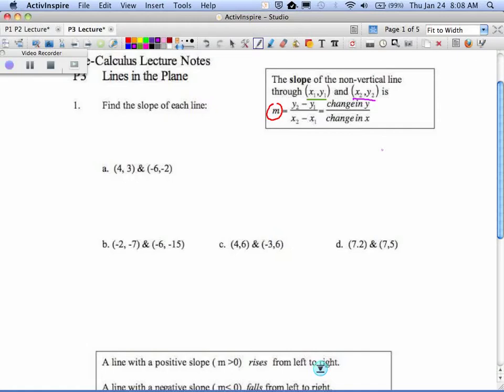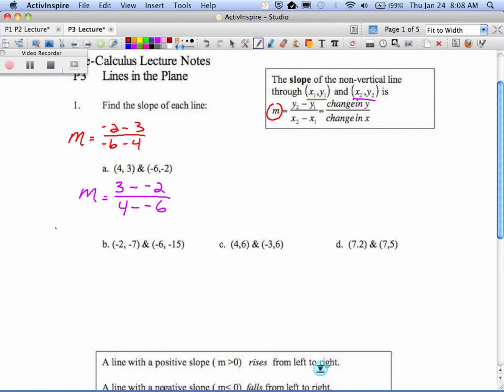So if I was going to take (4, 3) and (negative 6, negative 2), so we go m equals y to the sky. So I'm going to put my 3 on top minus the other y value all over 4 minus negative 6. So I've put the y and the x from the first point, put them both first, and the y and the x from the second point second. So what I'm telling you is you could also do it as negative 2 minus 3 over negative 6 minus 4.